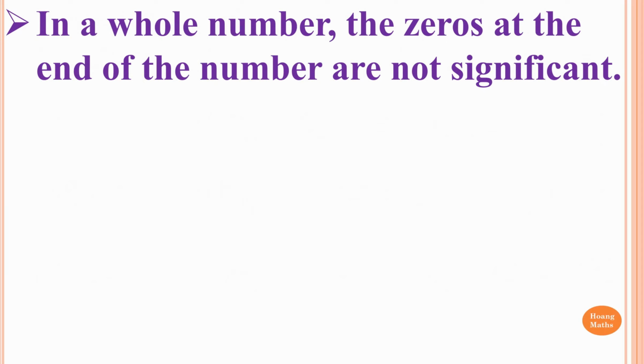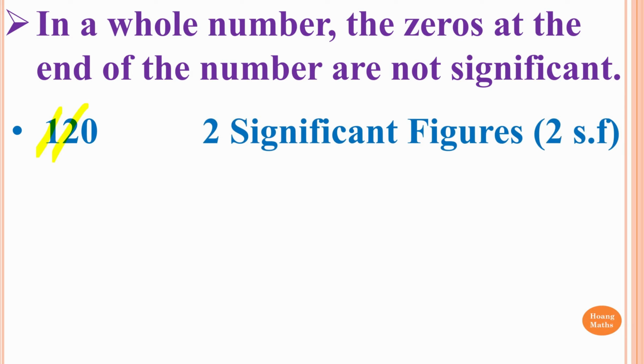Rule number 3. In a whole number, the zeros at the end of the number are not significant. So 120. Because 0 is at the end of a whole number, this one, 0 doesn't count. So we only count 1 and 2. Therefore, we have 2 significant figures.